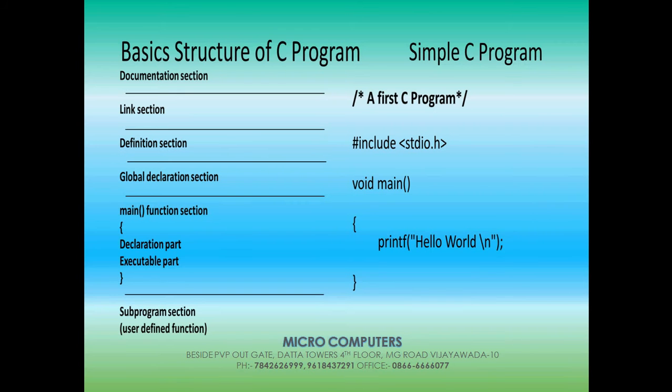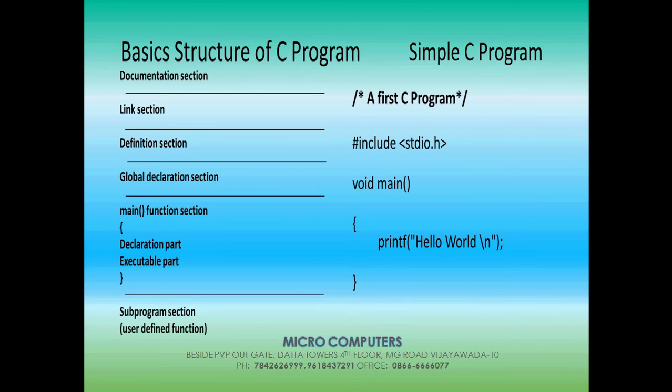Global declaration. In this section, global variables are declared. Global variables are variables that are used in more than one function. User-defined functions are also declared in this section. Next is the main function section. Every C program must have one main function.